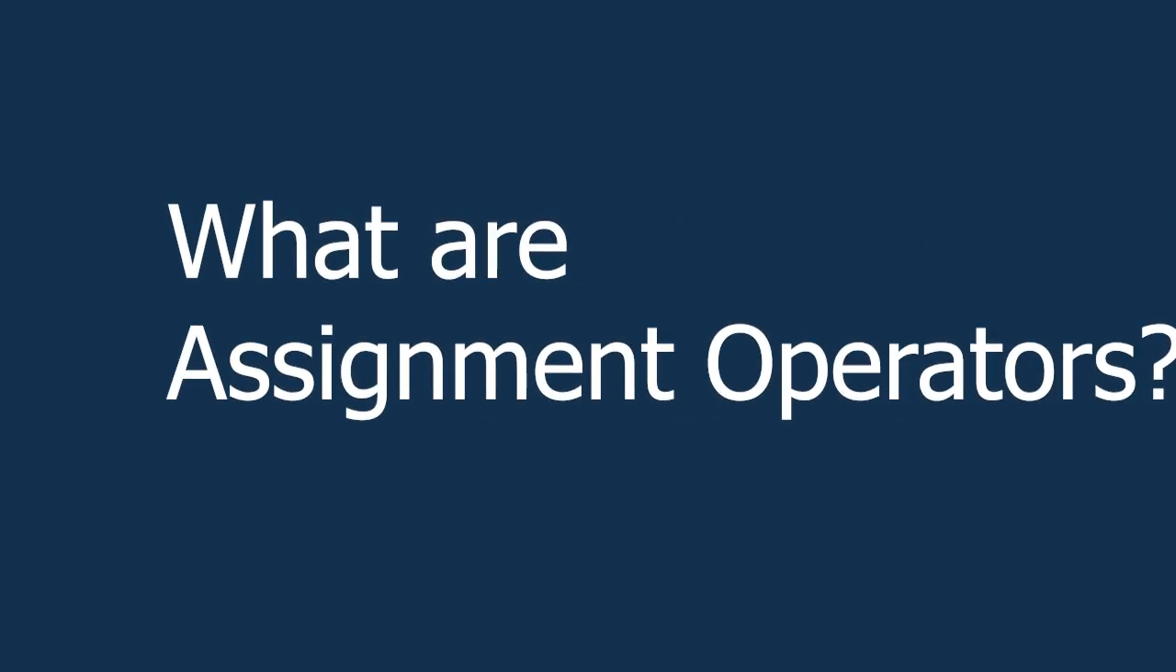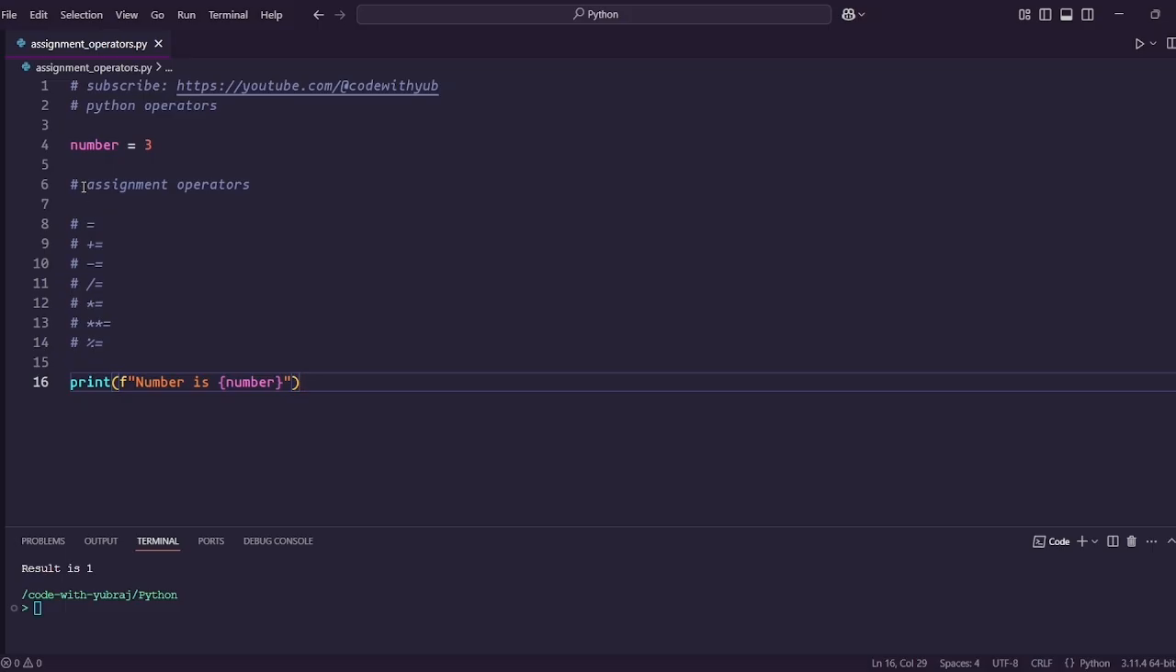We are going to explore the assignment operators. So when is an assignment operator used? Assignment operators are used when you want to assign a value to a variable.